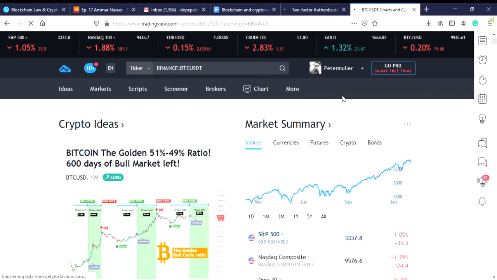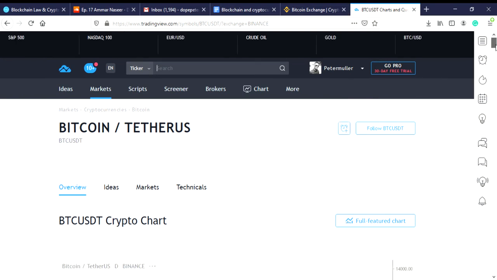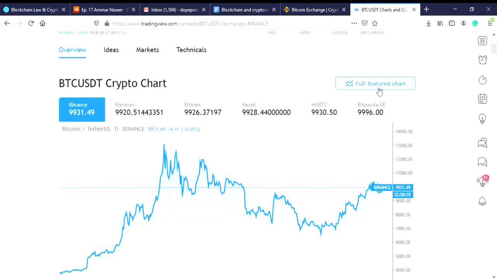USDT is just a cryptocurrency that is pegged to the dollar, so it doesn't move like most cryptocurrencies. It's just a digital currency pegged to the dollar. So one USDT is one USD, $1, right? So this is the chart, but let's see the full featured chart.